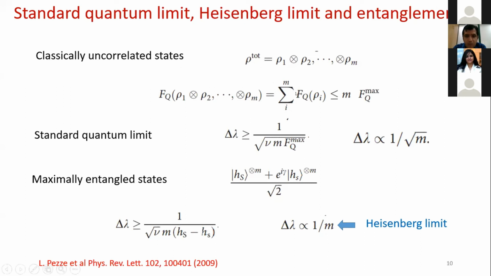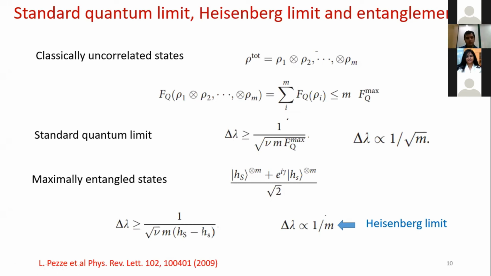So using the additivity property of the Fisher information, the quantum Fisher information for this classically uncorrelated system comes out this way, where F_Q max is the maximum information that can be extracted out of this classically uncorrelated system. This actually gives us a bound, the reciprocal of this maximum Fisher information.